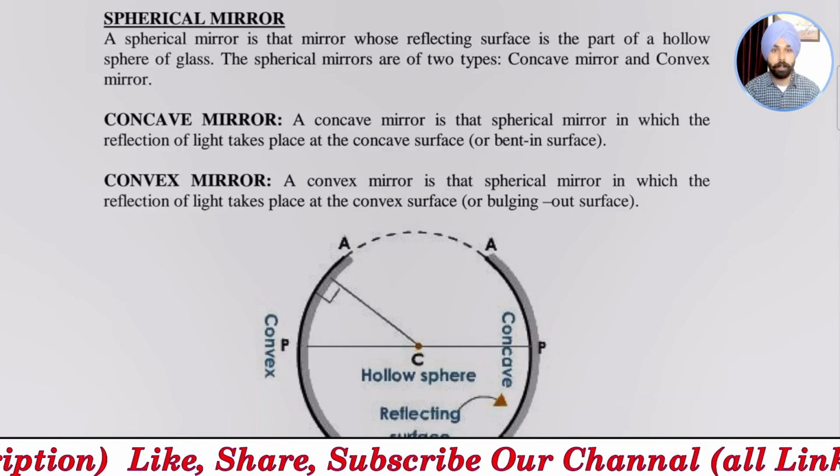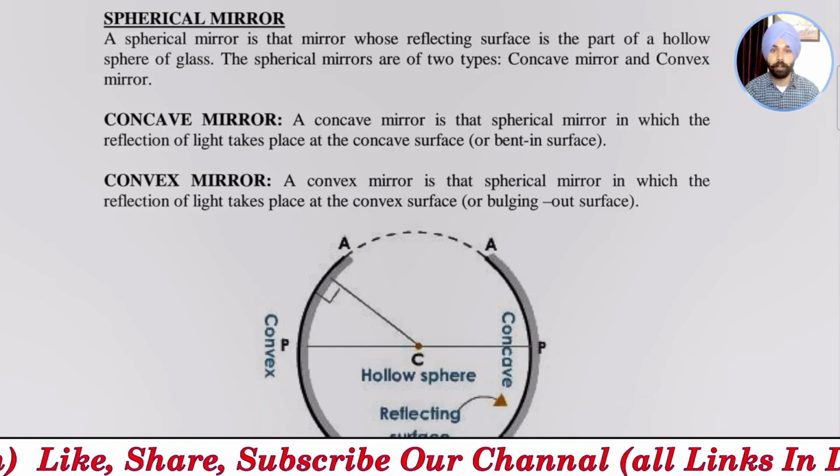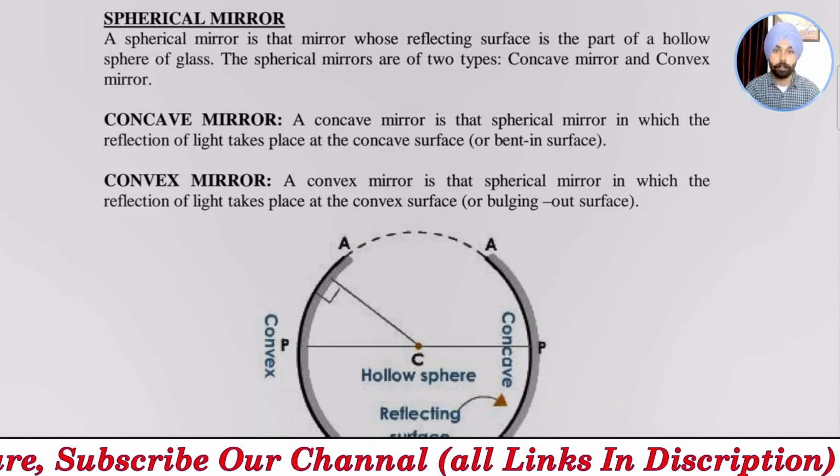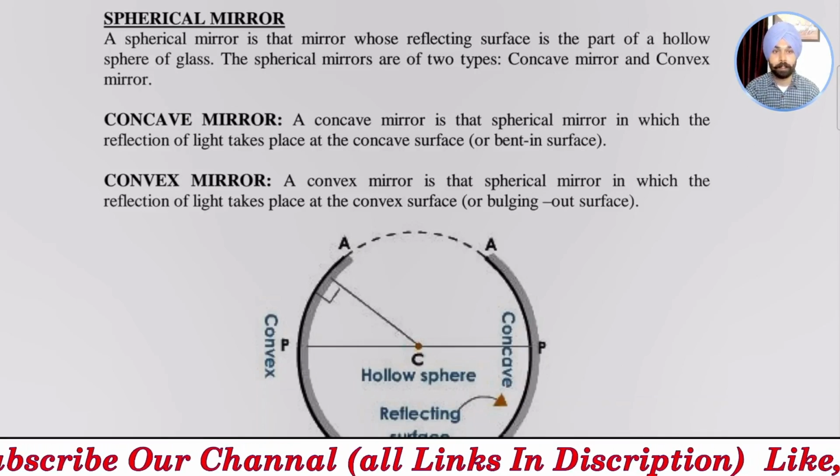Spherical mirror. A spherical mirror is a mirror whose reflecting surface is a part of a hollow sphere of glass. Spherical mirrors are of two types: concave mirror and convex mirror.